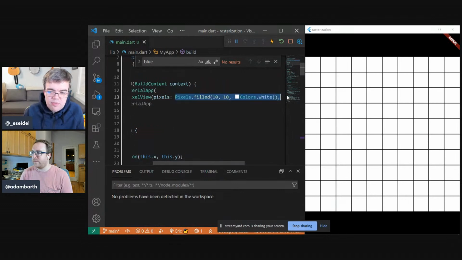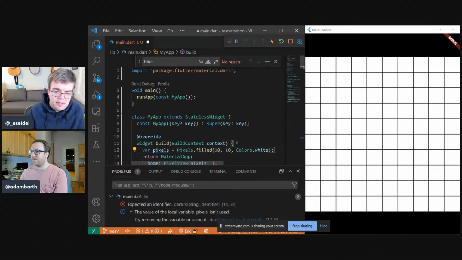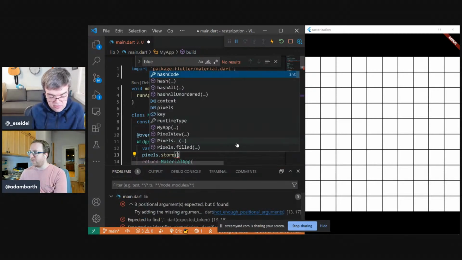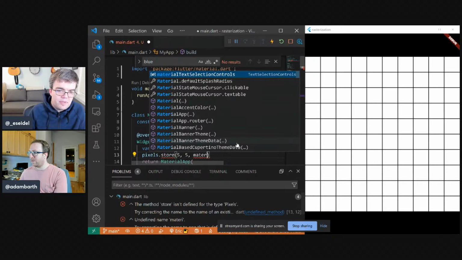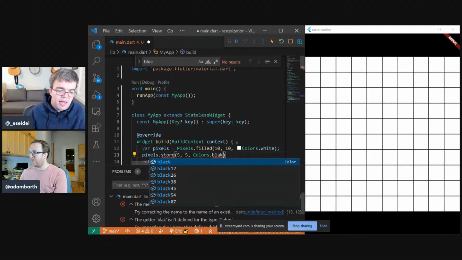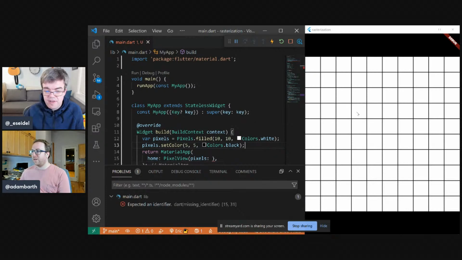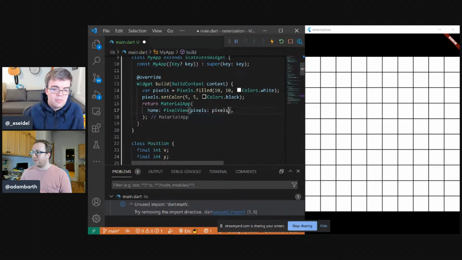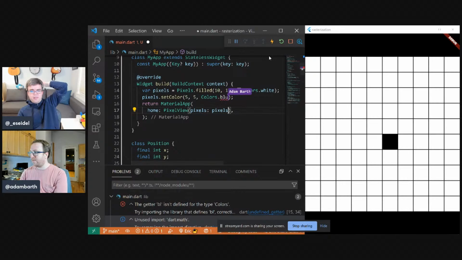And just to confirm for people, if we do var pixels and do pixels dot set, I think we like set color, don't we? Store. I can say set color. This is colors dot black. It should make a 5x5 black in there. Expected identifier. There we go. Could we do like blue? 0, 1, 2, 3, 4, 5. Yeah, okay.